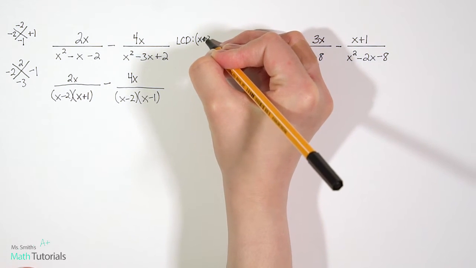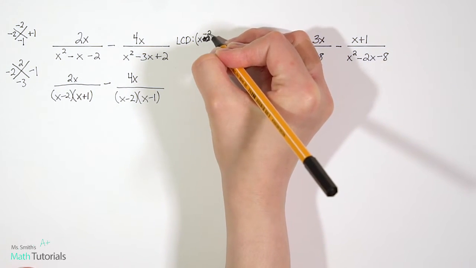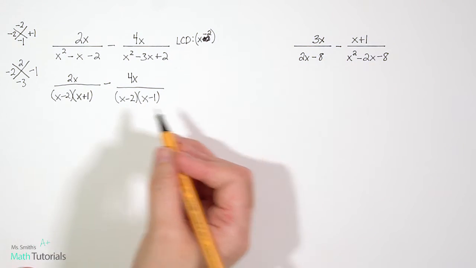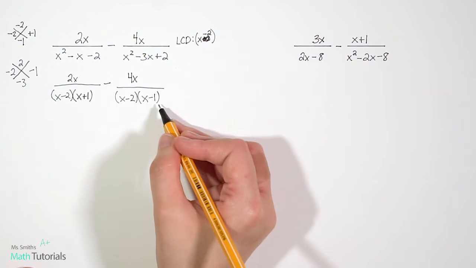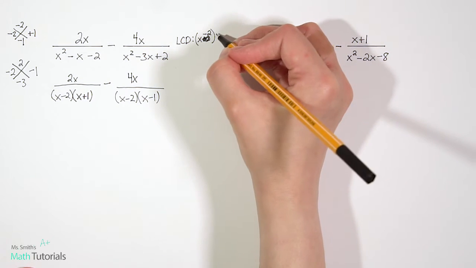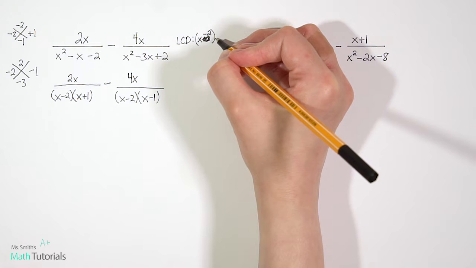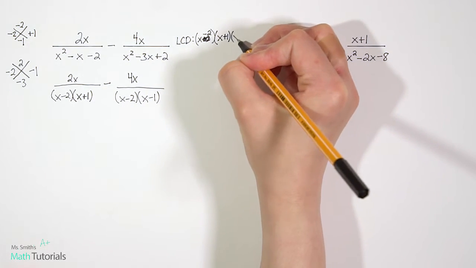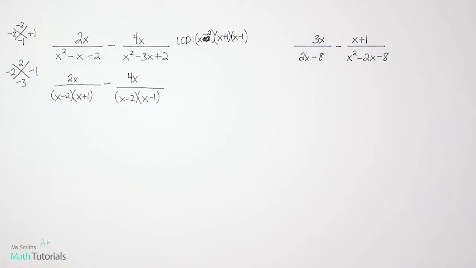Oops, sorry, x minus 2. And they both have, oh, no, this one has a plus 1 and that one has a minus 1. So we need to include those. Those are our differences, right? So they have in common x minus 2 and they have different x plus 1 and x minus 1. We have an LCD of 3 different factors. So let's go ahead and do our step 3.